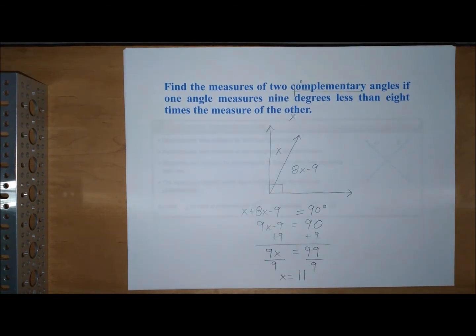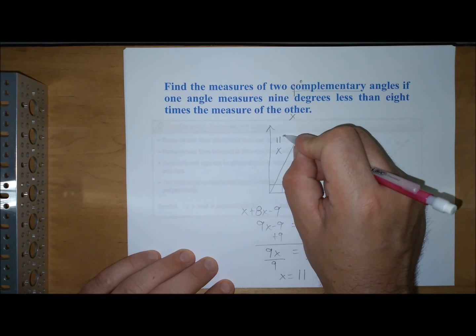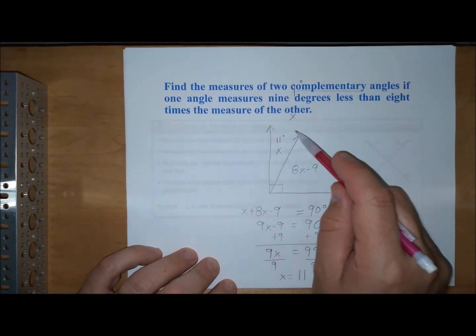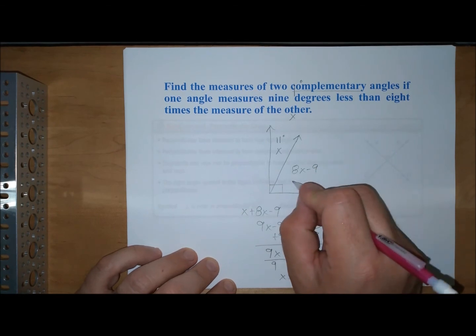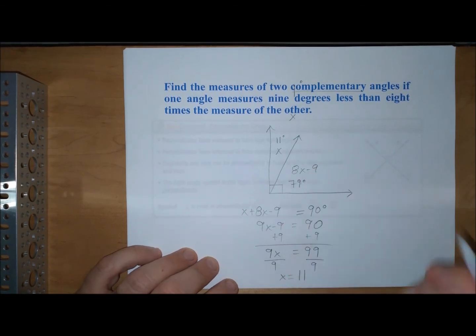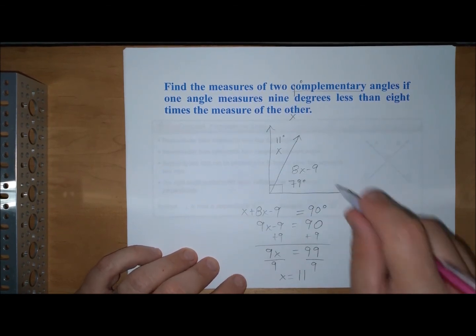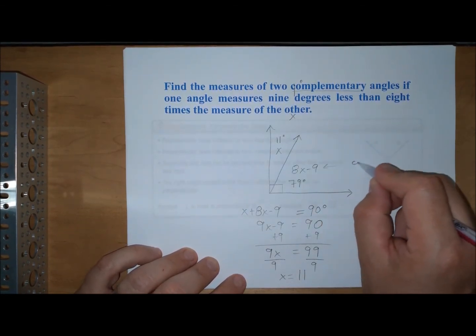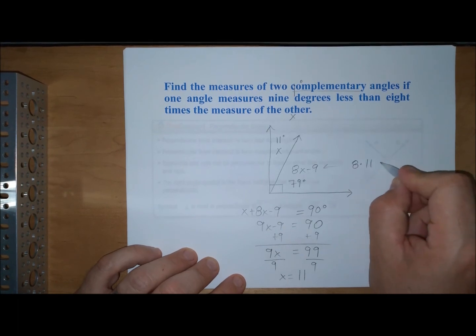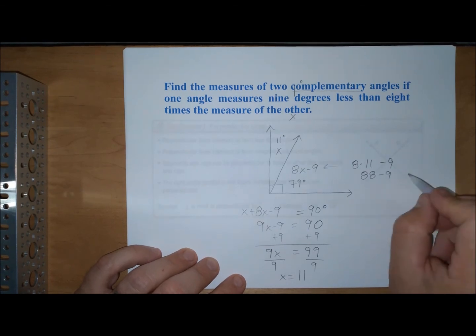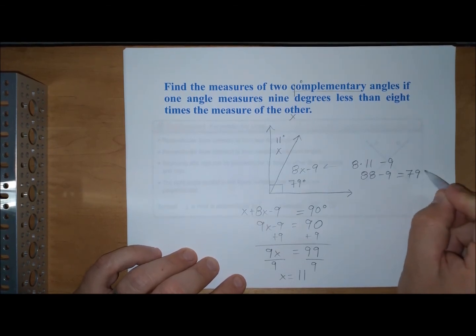Okay. Did I answer the question? No, they want the measures of the two angles. I've got one of them. This guy's 11 degrees. And if it is complementary to this angle, I could say 90 minus 11 leaves me with 79 degrees. We could plug it in, see if that works as well. We could test this. This should be 8 times 11 minus 9. That gives us 88 minus 9, which does in fact give us 79 degrees.